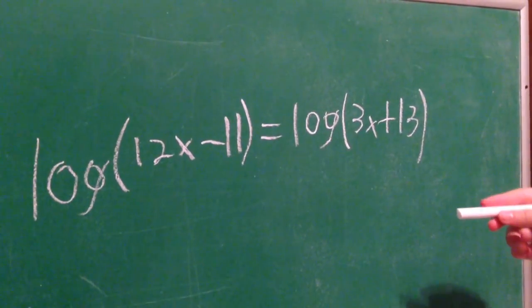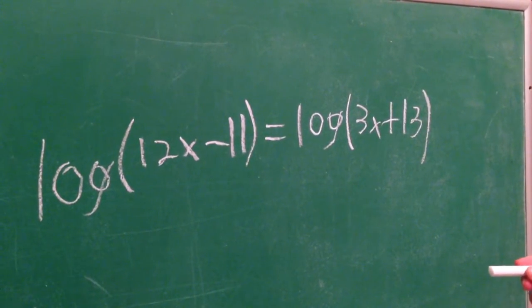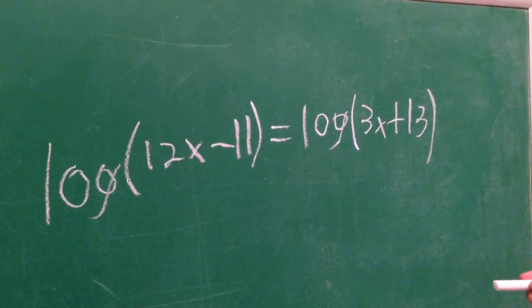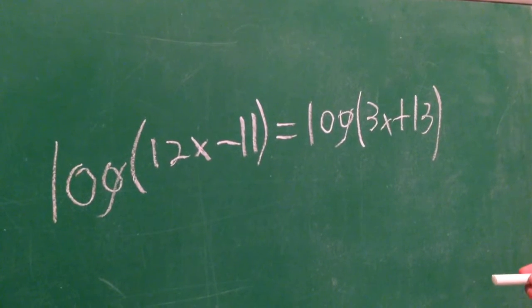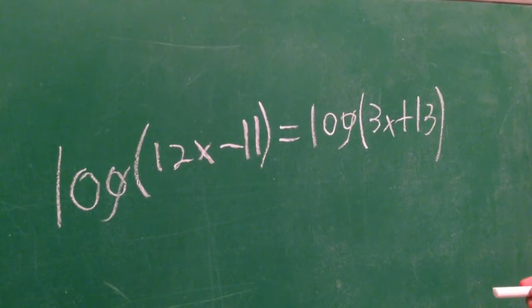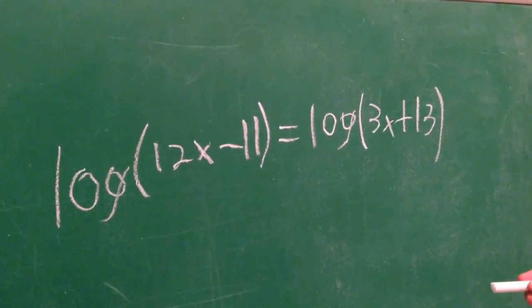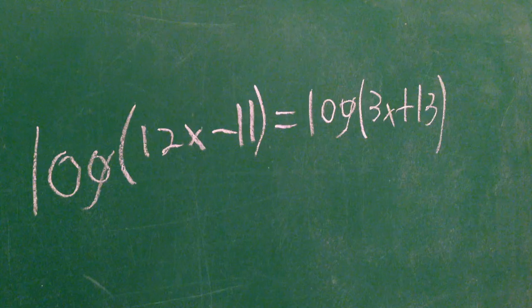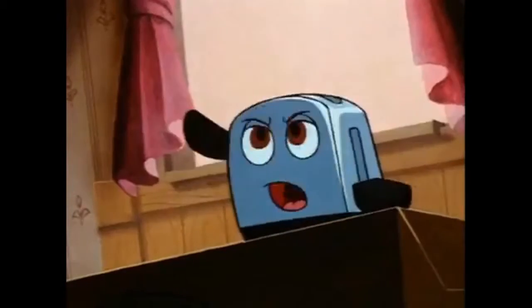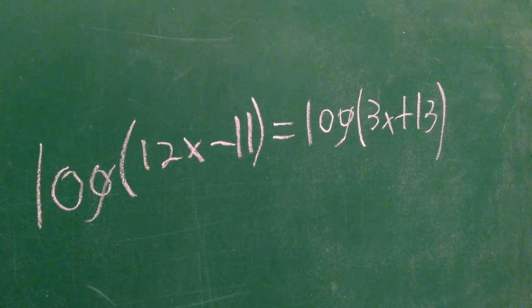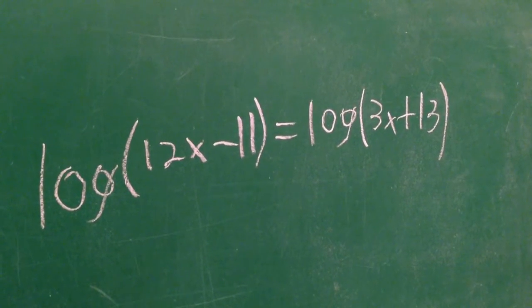Thank you, Toaster. Anyway, I've arranged an extra problem for you guys to try. Log(12x - 11) equal to log(3x + 13). What do you say, Lampy? What about you, Toaster? I don't know. Radio, do you have the answer for this problem?